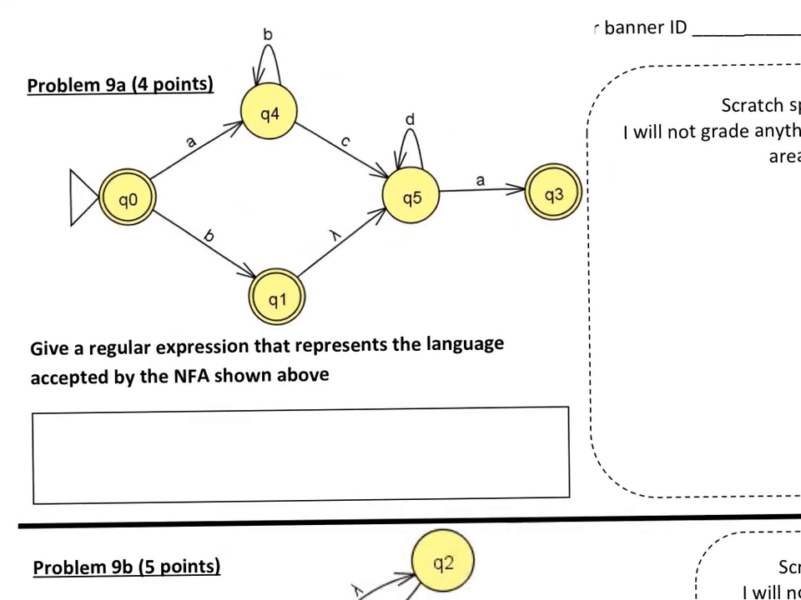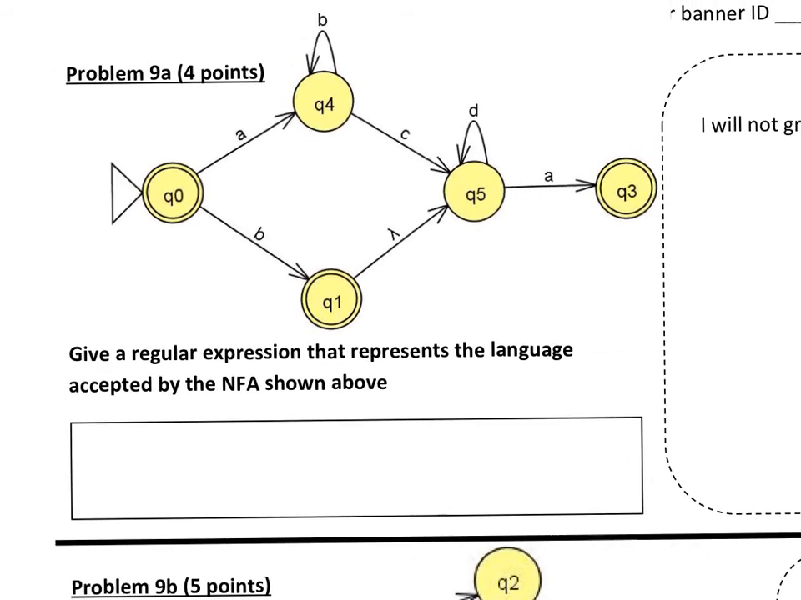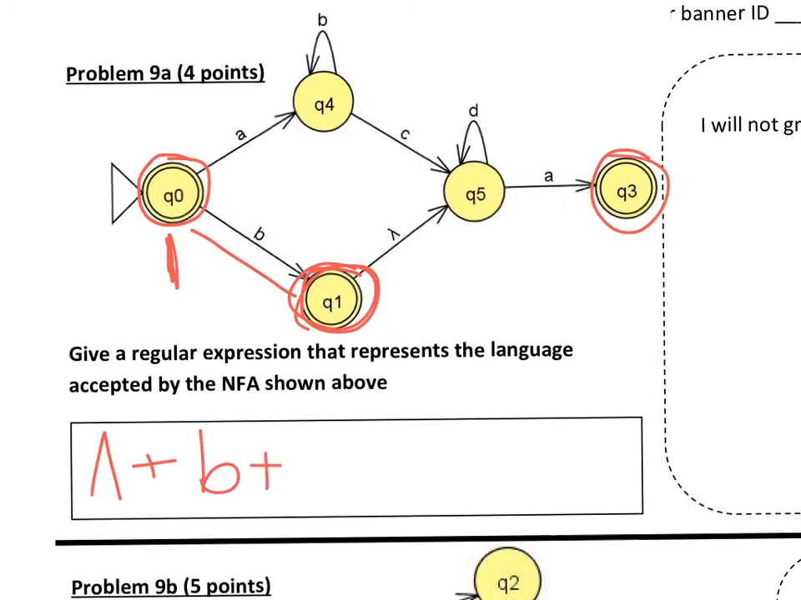Okay, for these problems, we've got to turn an NFA into a regular expression. And the important thing here is to just keep track of where all of the accept states are, right? So looks like we've got an accept state at Q0, an accept state at Q1, and this accept state at Q3. Because there's an accept state at Q0, we know that this language includes lambda. And the only way to get to Q1 is just by taking this B transition, right? And then you accept. So lambda plus B, that's something, right?